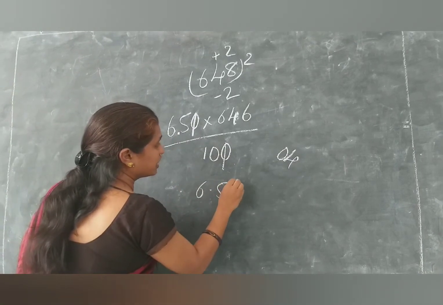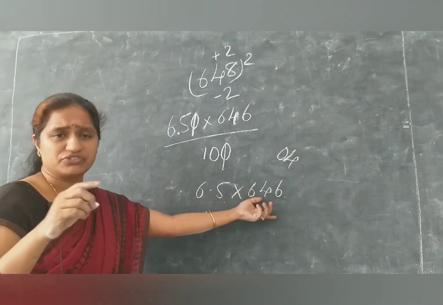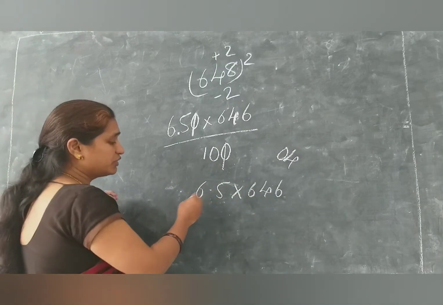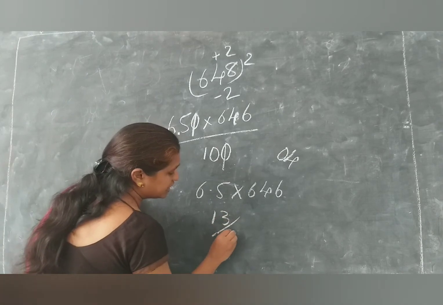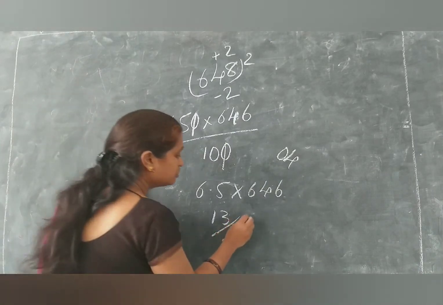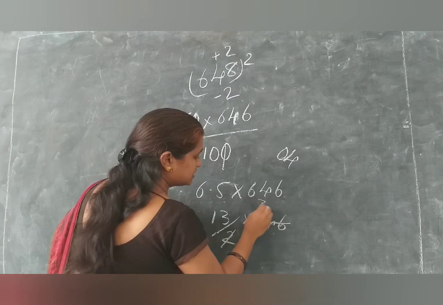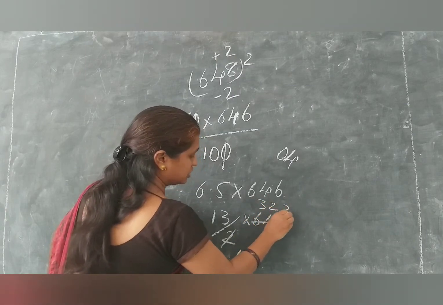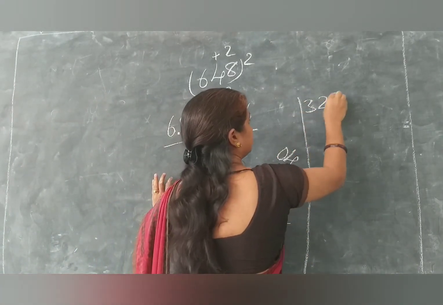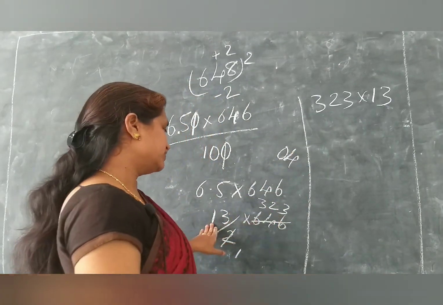Now 6.5 into 646. Now, are you going to multiply 6.5 into 646? No, it's difficult again. It takes time. Now, how can I write 6.5? I can write it as 13 by 2. Can I write it as 13 by 2? Yes. Into 646. Now, cancel it: 2 1s are, 2 3s are, 2 2s are, 2 3s are. Now see here, 323 into 13. You have to multiply this 323 with 13.